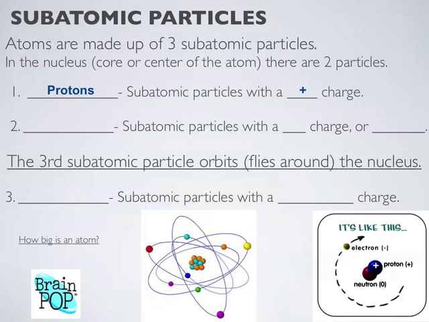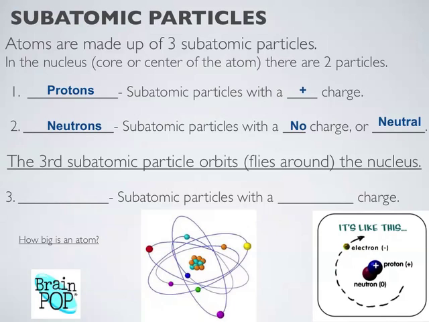The other subatomic particle that's found in the nucleus are neutrons. Anyone guess what charge a neutron has? The name may tell you. No, that's what everyone always wants to say. Yes, it has no charge. It's called a neutron because its charge is neutral. Okay, it's neutral. It doesn't have a positive or a negative charge. It's just neutral.